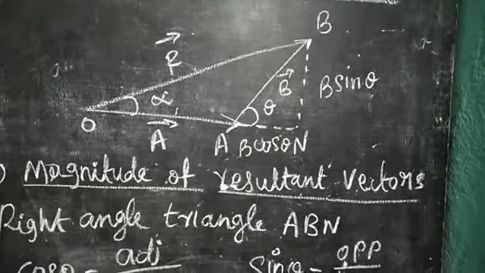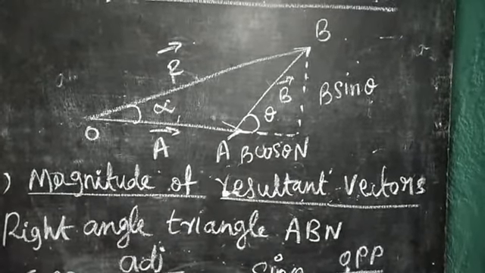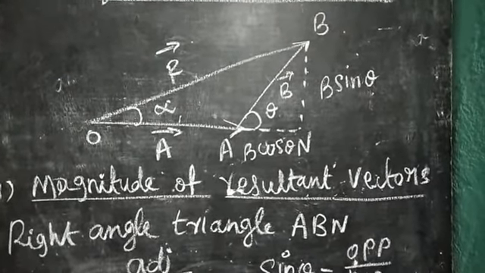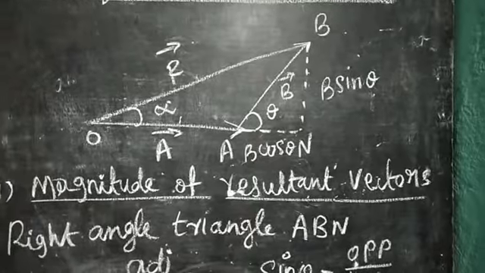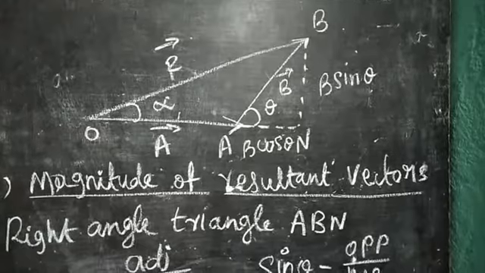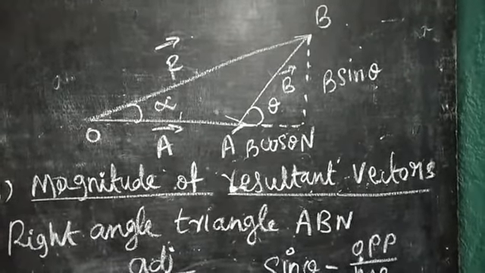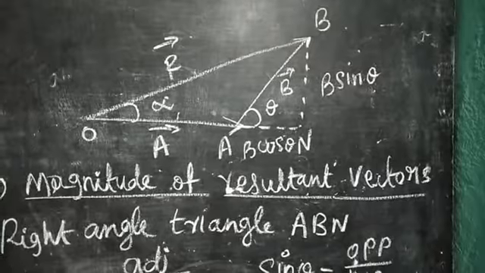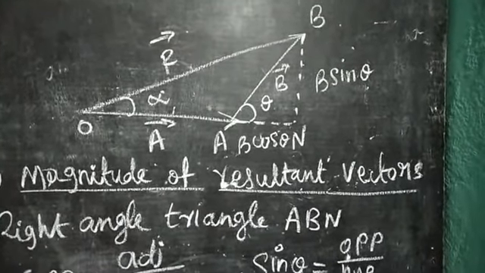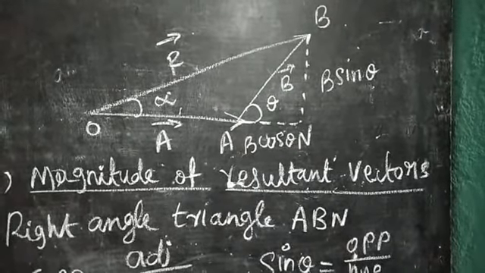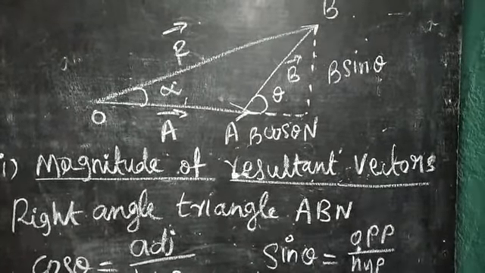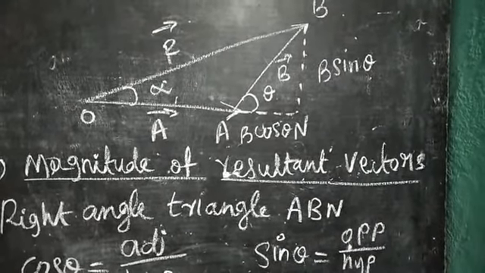Consider two vectors, A vector and B vector, acting as two sides of the triangle. Here the head of the A vector is joined to the tail of the B vector. Then the head of the R vector is joined to the tail of the B vector, making an angle theta. So extend BN perpendicular to ON.